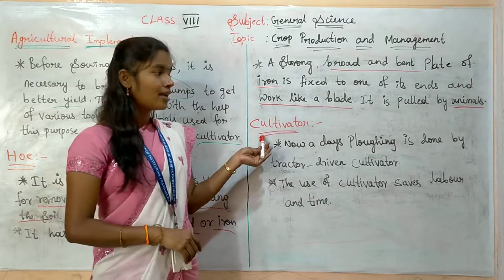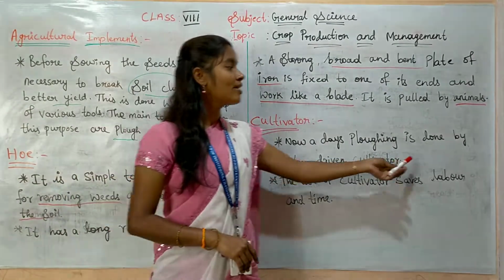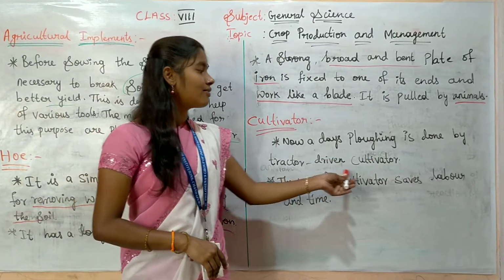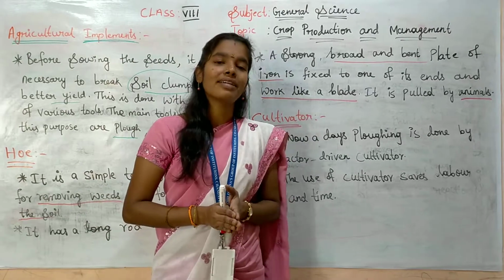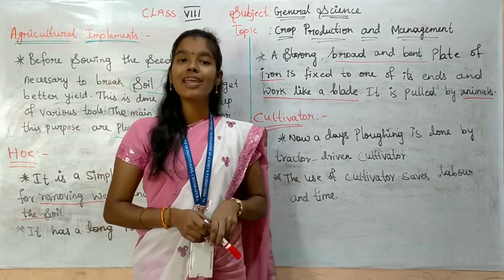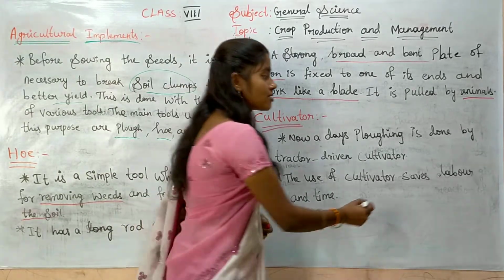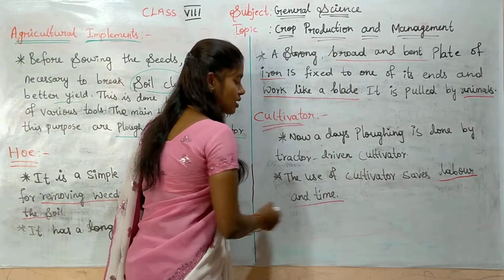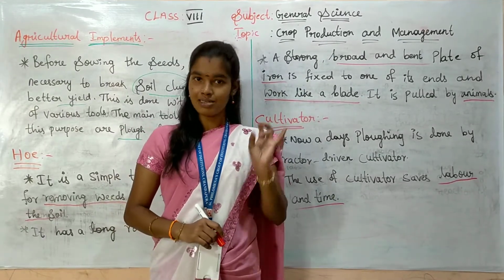And next one is the cultivator. Nowadays plowing is done by a tractor-driven cultivator. Before, we had to use the plow, but nowadays we use a tractor for plowing. The use of the cultivator saves labor as well as time.